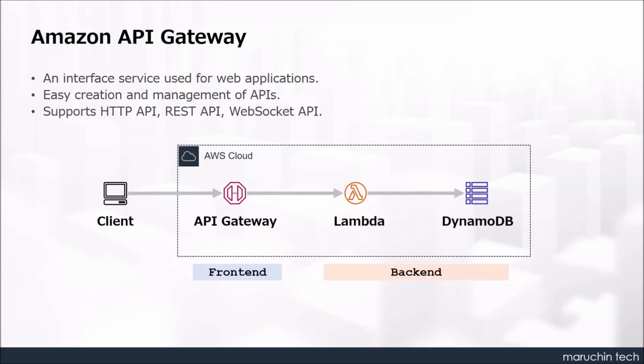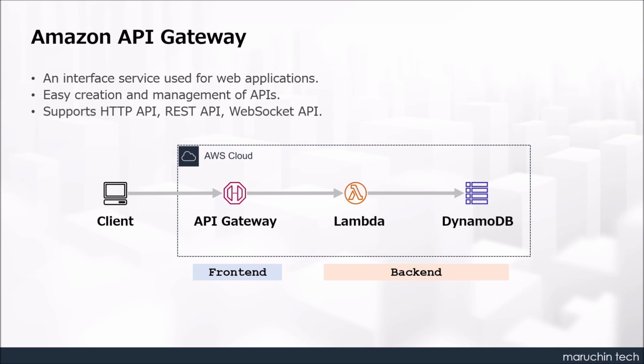Amazon API Gateway is an interface service used for web applications. It receives requests from the outside and routes them to other services. Conversely, it sends the responses from internal AWS services. In short, it acts as the front door for integrating with external services. Using API Gateway allows for easy creation and management of APIs. Also, since it is a fully managed service, users do not need to manage scaling even if the request volume increases or decreases. API Gateway supports HTTP APIs, REST APIs, and WebSocket APIs.